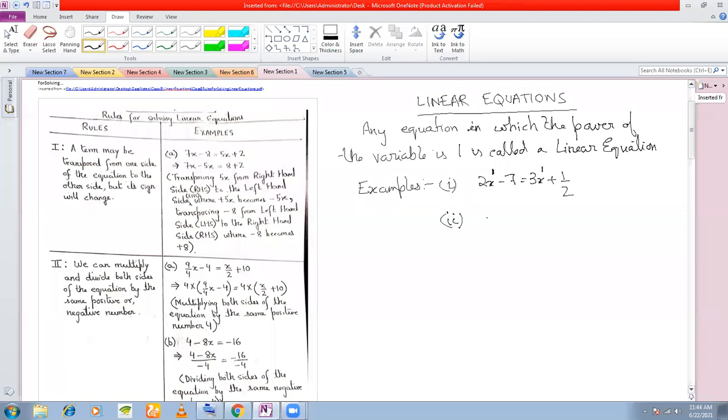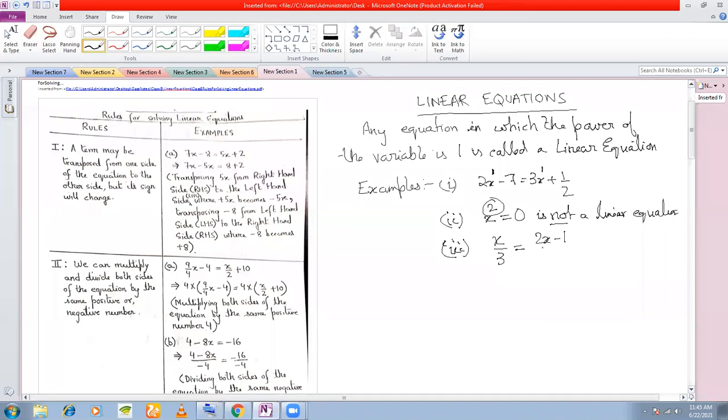Let us say x square is equal to 0. Is this a linear equation? This is not a linear equation. Why? Because you see that the power of x here is 2. Is this a linear equation? Yes, it is a linear equation because the power of x here is 1.